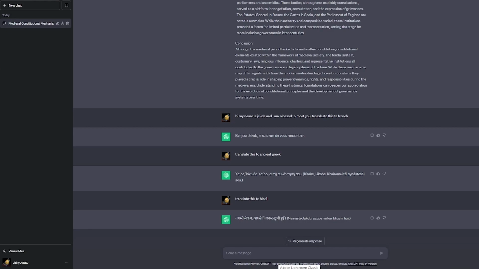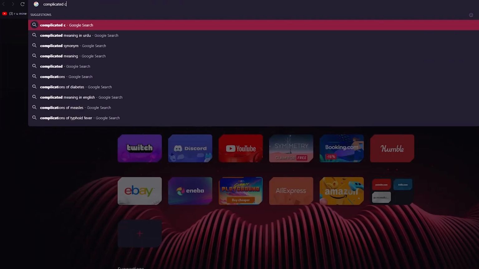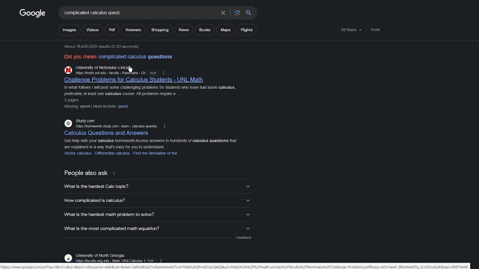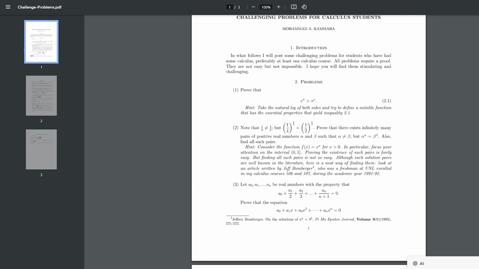Now, moving on, let's discuss one more tip. The next tip for using ChatGPT is how it can allow you to solve any type of equation. So let's say you have a complicated calculus question. Okay. So, challenge problems for calculus students. Let's take a very tricky calculus question and let's paste it. So I'm going to write: prove that.